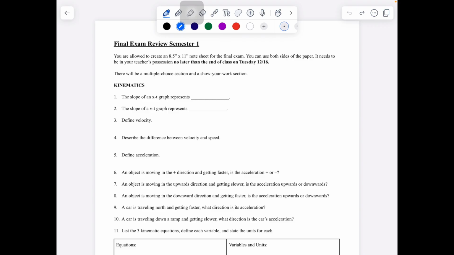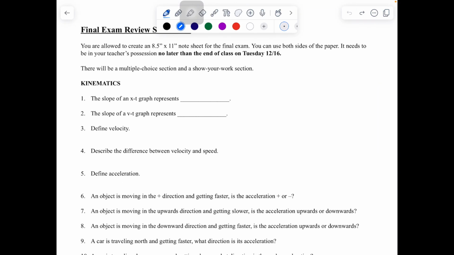Let's jump into kinematics. This will be some review. Generally, whenever there's an explanation, I'm just going to talk through the explanation instead of write out every single thing that I'm saying. Number 1, the slope of an x-t graph, that's a position versus time graph, represents the velocity. And the slope of a velocity time graph represents the acceleration.